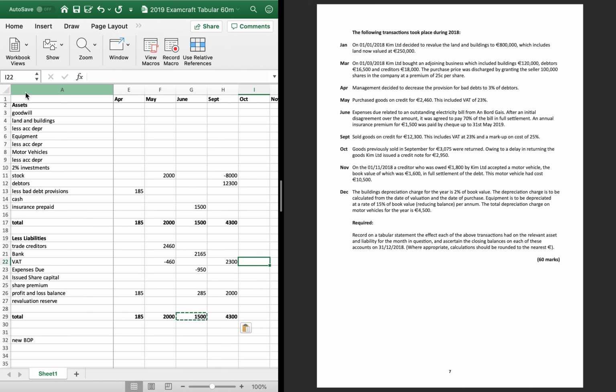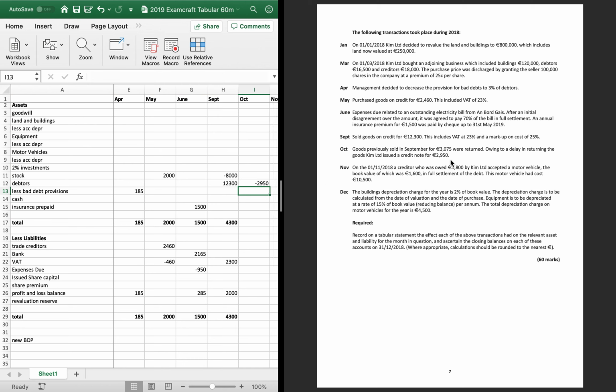October then. October is goods sold in September, so part of these goods here for 3,075 were returned owing to delay in returning the goods. Kim issued a credit note for 2,950, so they're not getting a full credit note for the 3,075. So same again, debtors. We'll deal with that first. Debtors goes down by 2,950 because he doesn't owe us 2,950. We've given him a credit note for 2,950, so that's what debtors goes down by.